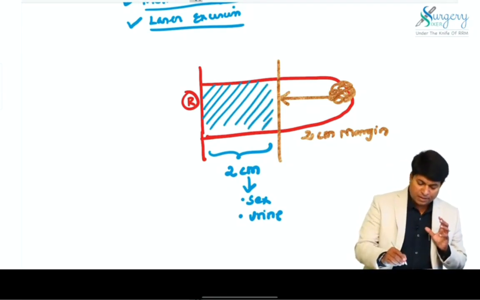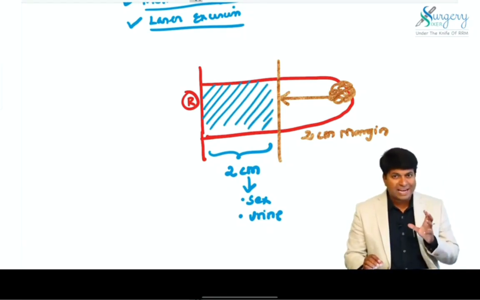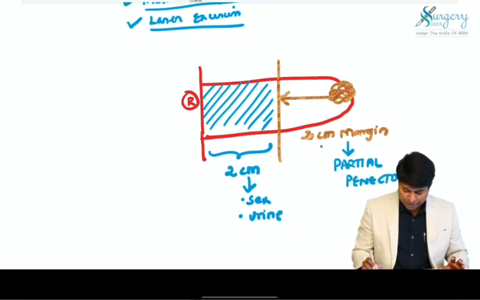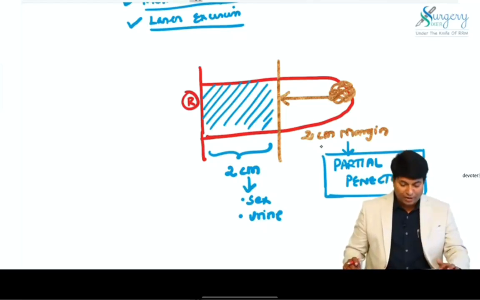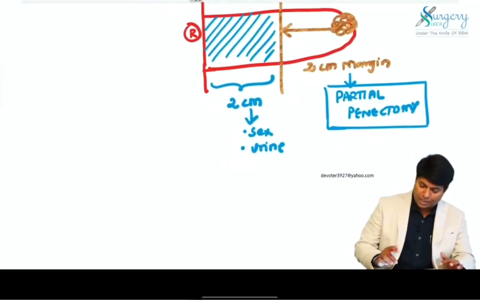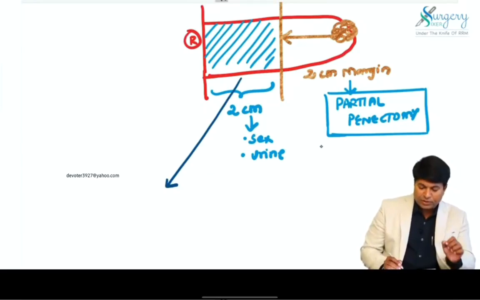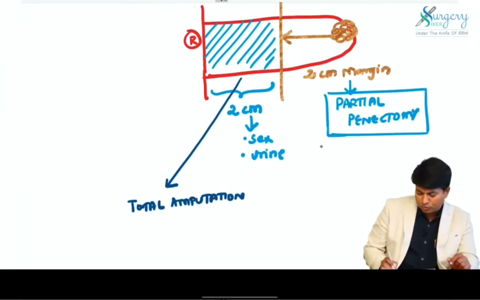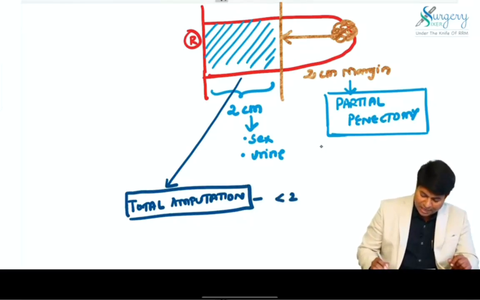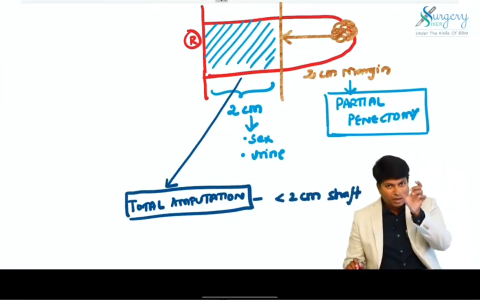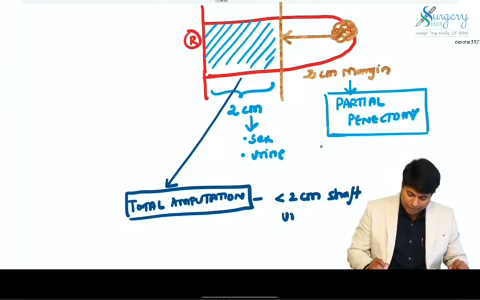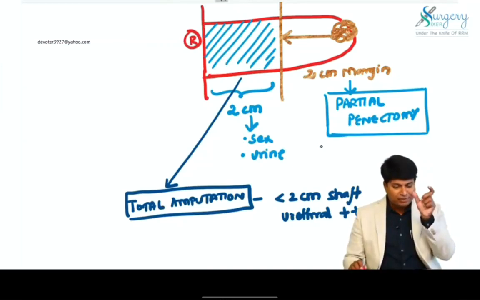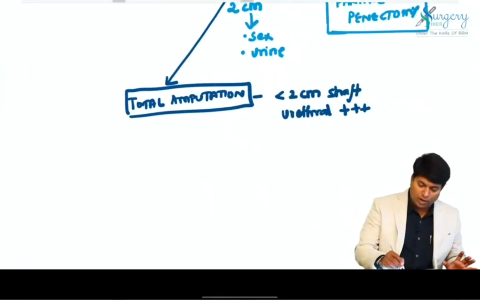So therefore, the surgical treatment done for cancer penis involving glans, prepuce and all is partial penectomy. So usually we prefer to do partial penectomy. So when will you do total amputation of penis? When you cannot preserve 2 centimeter, we have to go for total amputation of penis. Total amputation is indicated when the remaining shaft is less than 2 centimeter after clearance, or when urethral involvement is present. In these cases we have to go for total amputation of penis.